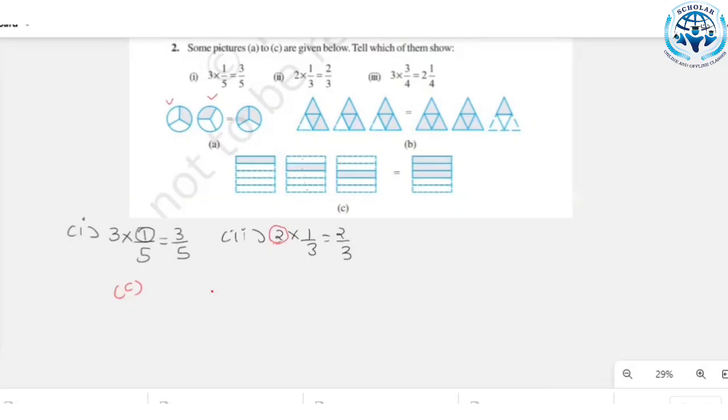So this sequence is given in the first one. Total 3 parts, 1 part is shaded in each, and in the answer 2 out of 3 are shaded.